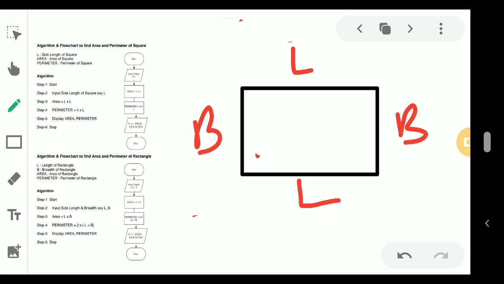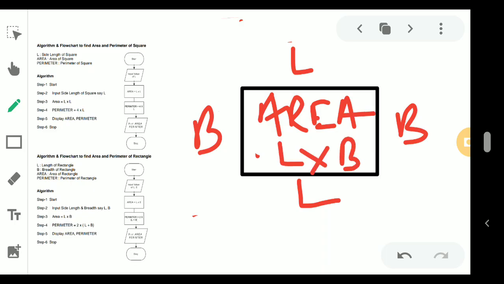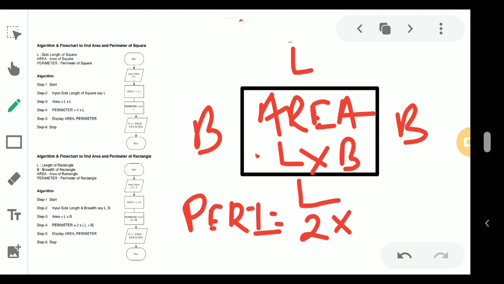So what are the area and perimeter formulas? If you try to find the area, the area will be L into B. And for the perimeter, the formula is 2 into (L plus B). So we know these formulas, and we will apply them. Okay, I am erasing this one.